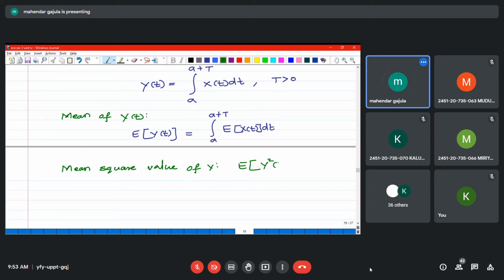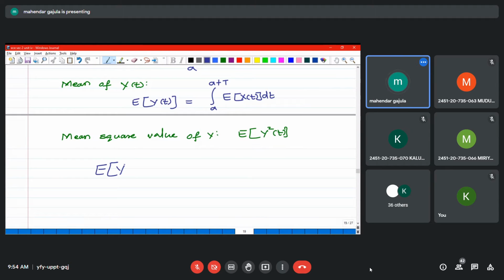So the expectation of y square t equals the integration from minus t to plus t of (t minus mod tau) times r double x tau d tau.